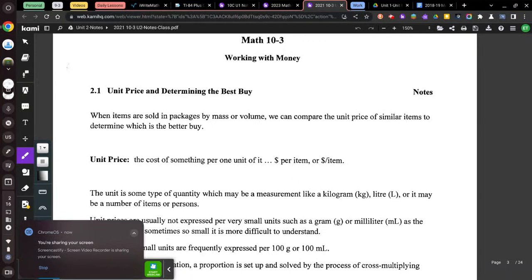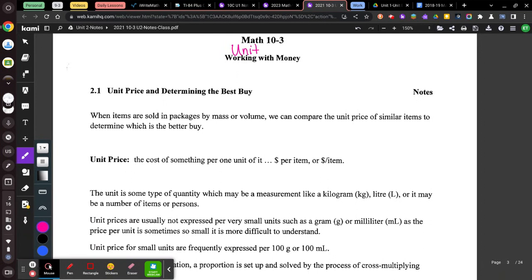Okay, welcome to Unit 2. This is Unit 2, Working with Money. So Unit 1 was all about how we get paid, and this is now Unit 2, working with the money we do get paid. This is a two-part lesson. Part 1 is talking about unit pricing, and Part 2 is comparing unit prices to see who the better buy is. So which one would be cheapest?